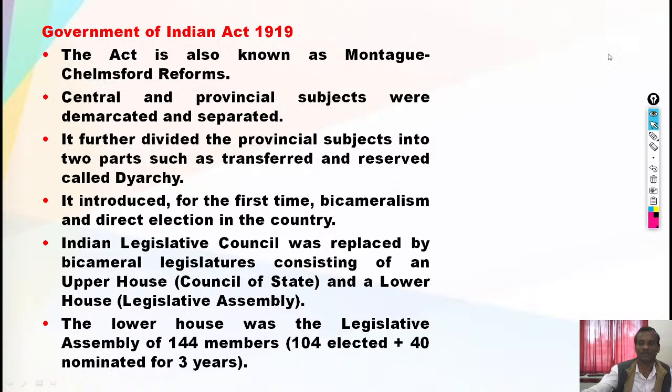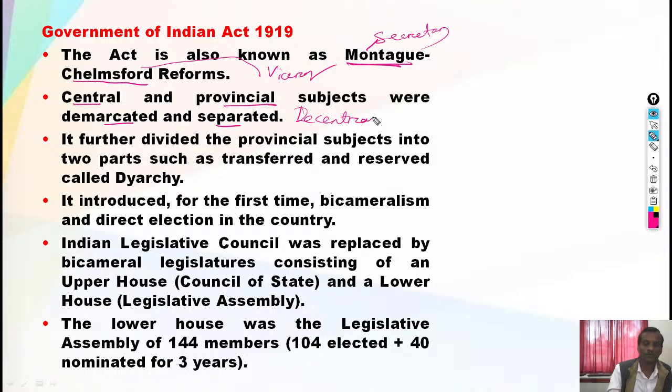Okay, so then Government of India Act 1919, it is otherwise known as Montagu-Chelmsford Reform Act. Montagu was secretary and Chelmsford was viceroy. Central and provincial subjects were demarcated, and so federalism, that means a type of decentralization began. Decentralization began in India. Decentralization means राज्य और केंद्र सरकार के बीच में पावर को सेपरेट किया गया. So decentralization began in this act.